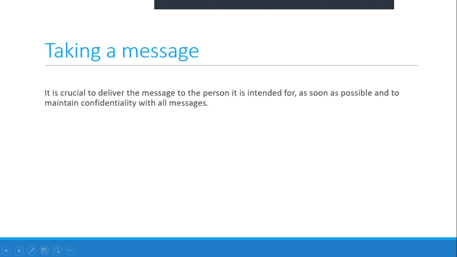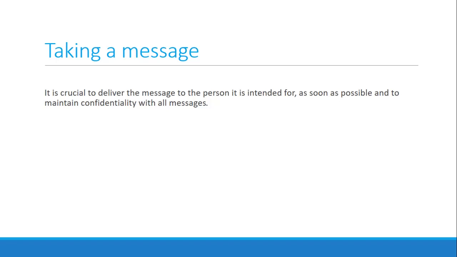Okay, now I'm going to move on to today's lesson. The first point I'm going to talk about is taking a message through the phone. So it is crucial to deliver the message to the person it is intended for as soon as possible and to maintain confidentiality with all messages. So what should happen when you take a message from the telephone? Number one, it is crucial to deliver the message to the person it is intended for.